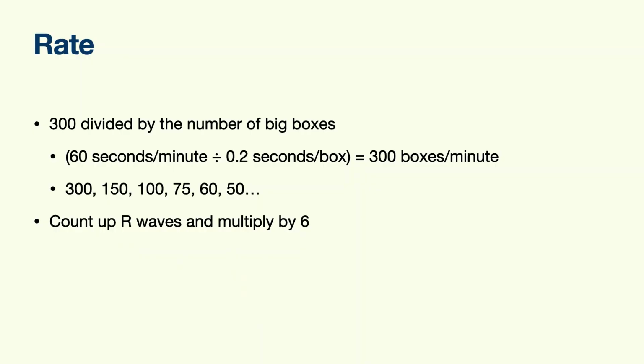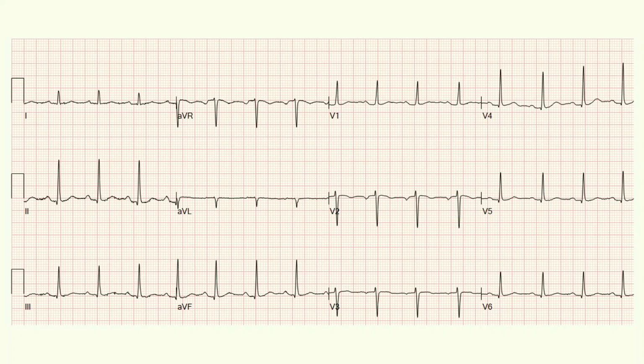Of course, that really only works if you have regularity of the heart rate. If it's irregular, you're going to get misled. So you've also learned you count up the R waves and multiply by 6. Standard ECG is 10 seconds.